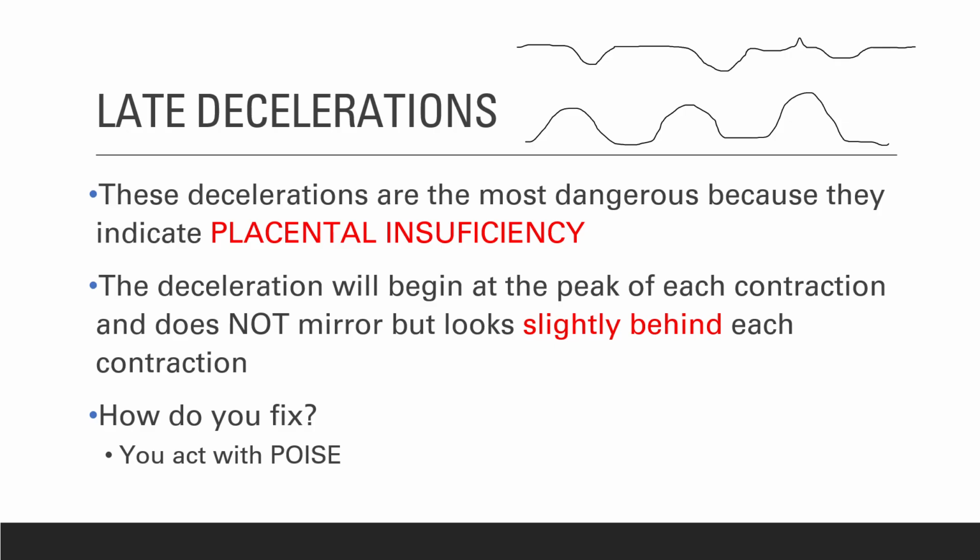So as the uterus is squeezing and peaking, the placenta has all of this blood flow. If there's an issue with the placenta, as the uterus is being squeezed, there's less blood flow going through the placenta and to the umbilical cord. Hence, there is a delay in the actual drop in the fetal heart rate.